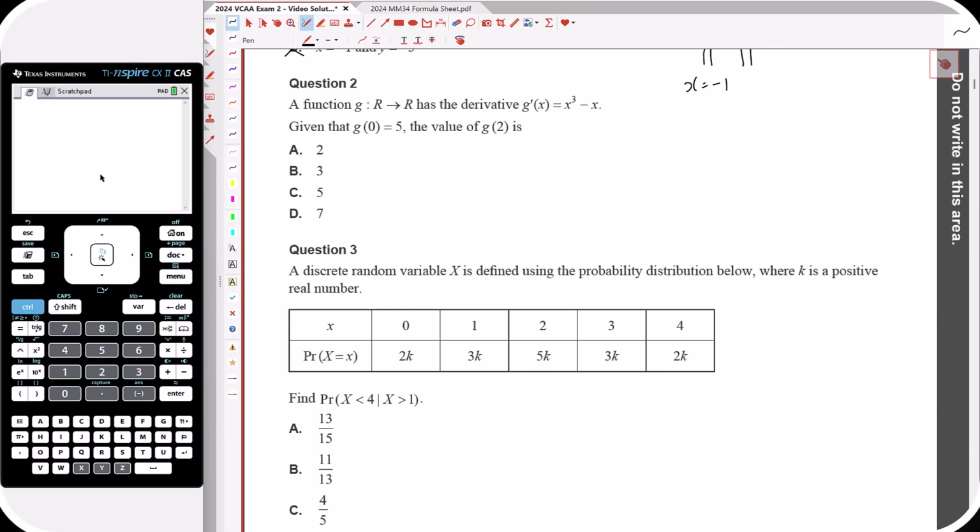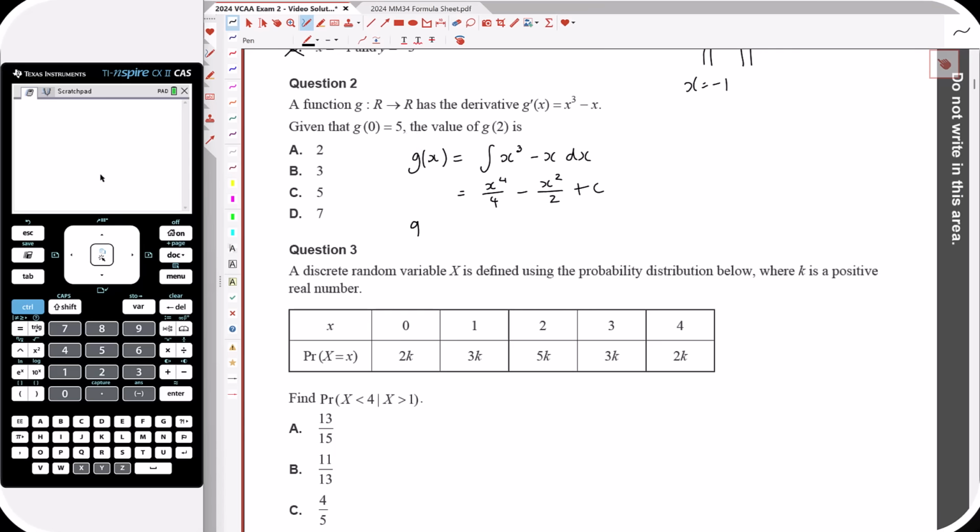Okay, question 2. A function g has the derivative. Given that g of 0 is 5, calculate the value of g of 2. Okay, so we're going to need to work out g of x before we can work out g of 2. So obviously g of x is going to be the antiderivative of the derivative. So that means we're going to get x to the 4 on 4 minus x squared on 2 plus c.